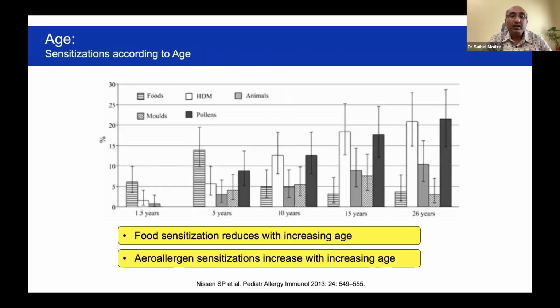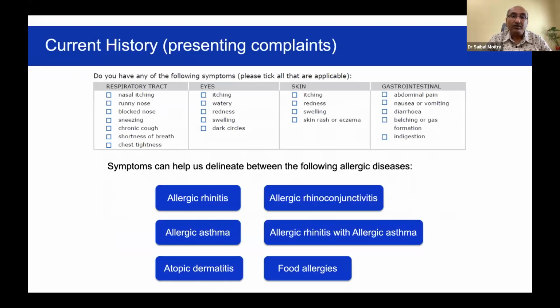So depending upon it, it is important to understand what sensitization occurs with age. It is known from the same article that food sensitization reduces with increasing age, and aeroallergen sensitization increases with increasing age. Aeroallergens include the house dust mite, the animal danders, the molds, and various pollen grains, which actually increase with increasing age. So this has to be kept in mind while we are evaluating a particular patient.